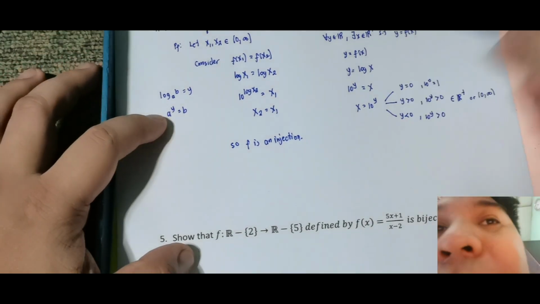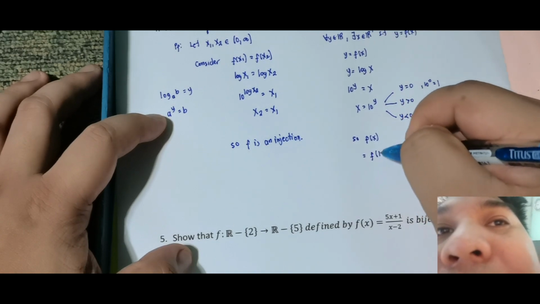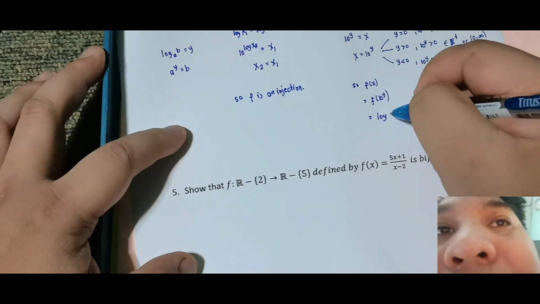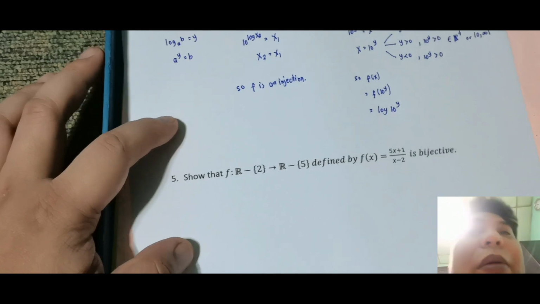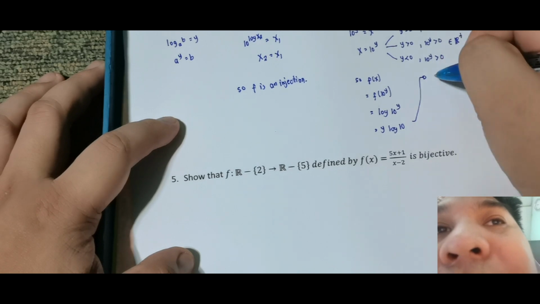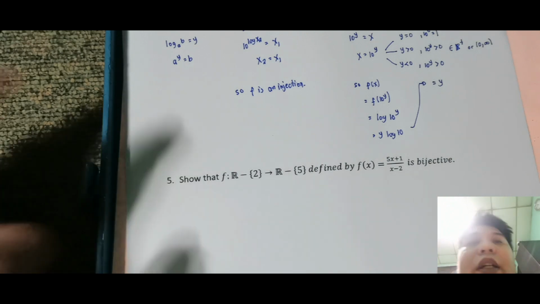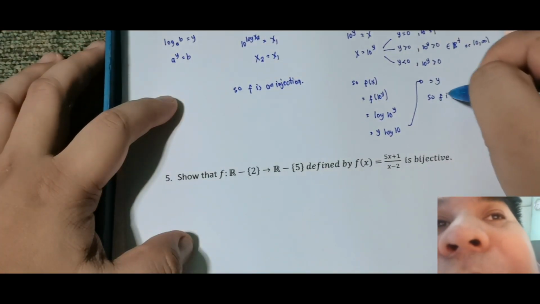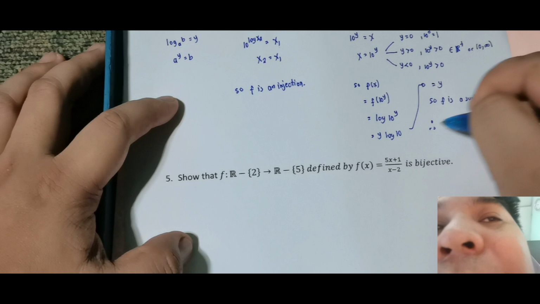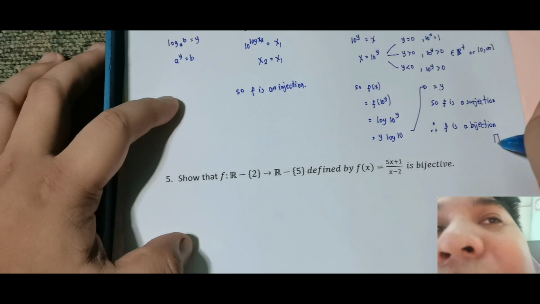Okay? So therefore, f of x which is equal sa f of 10 raised to y, tama? That is equal sa logarithm of 10 raised to y. So alam natin na bababa yung y. So that is simply y logarithm of 10 which is equal sa y. Kasi logarithm of 10 base 10 is 1. Okay? So f is a surjection. Therefore, f is a bijection.